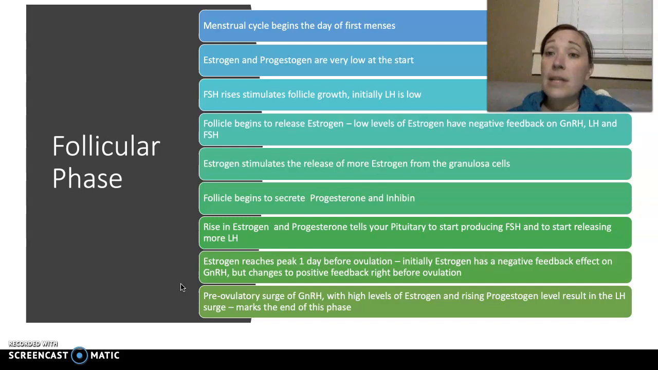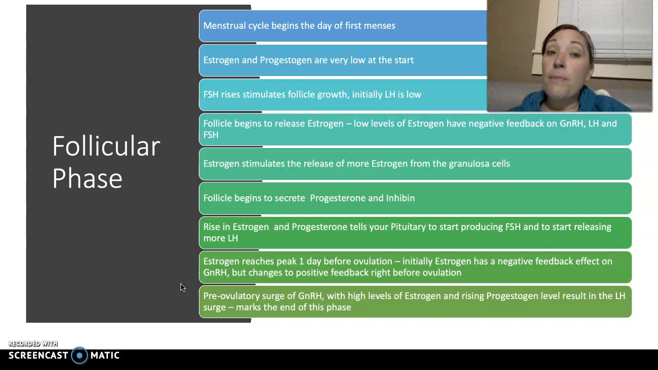So at the start of the cycle, estrogen and progesterone are very low, and these really low levels are what stimulate FSH to rise. And when FSH rises, it stimulates the follicle to grow. Now initially LH is low because its primary job is not in the follicular phase. It does stimulate some release of estrogen, but remember FSH is really the primary hormone in the follicular phase.